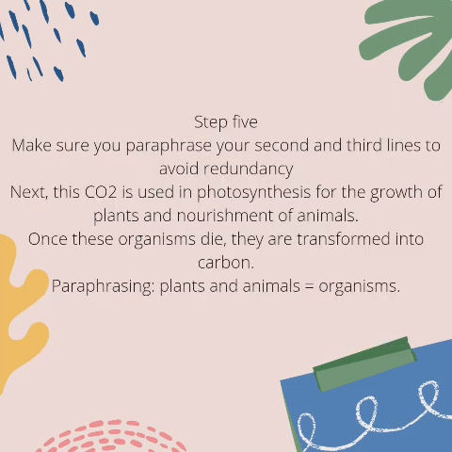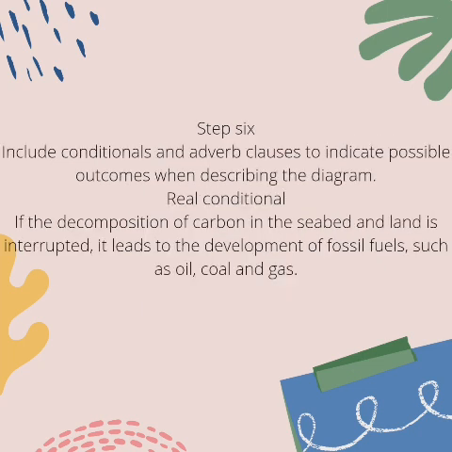Step 5. Make sure you paraphrase your second and third lines to avoid redundancy. Next, CO2 is used in photosynthesis for the growth of plants and nourishment of animals. Once these organisms die, they are transformed into carbon, paraphrasing plants and animals as organisms.